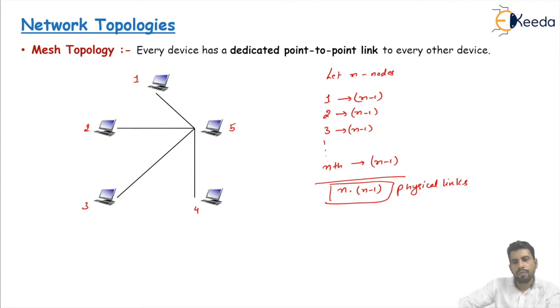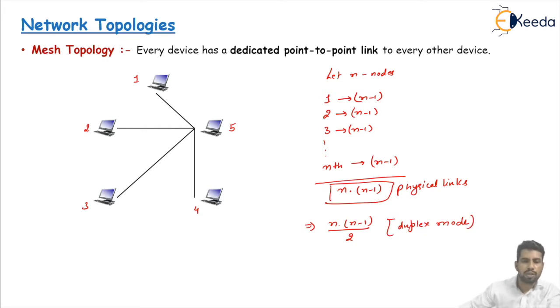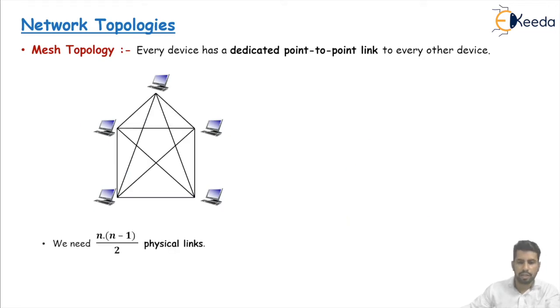But if our physical links allow communication in both directions simultaneously, meaning the duplex modes, maybe half duplex or maybe full duplex, then we need to divide the number of links by 2, because both are sharing the same link. So it becomes n into n minus 1 by 2 physical links. This is when we consider our link as a duplex link. So in a mesh topology we need n into n minus 1 by 2 physical links.